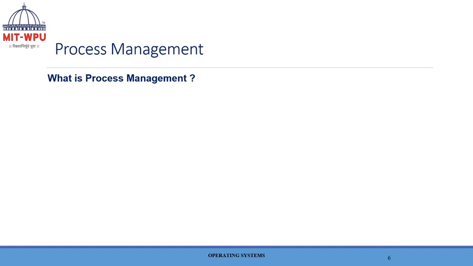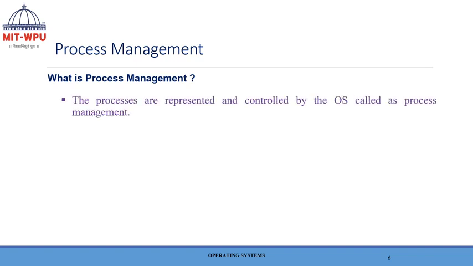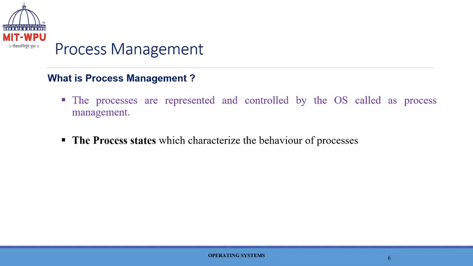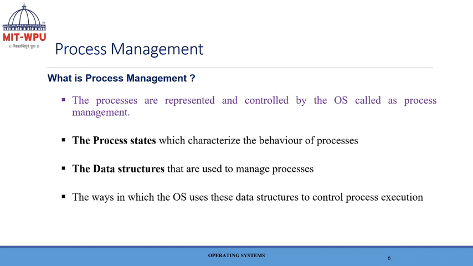To proceed with what is process management, the processes are represented and controlled by the operating system, which is called process management. The process states which characterize the behavior of processes are also referred to as process management. The data structures that are used to manage processes, and the ways in which the operating system uses these data structures to control process execution, are referred to as process management.